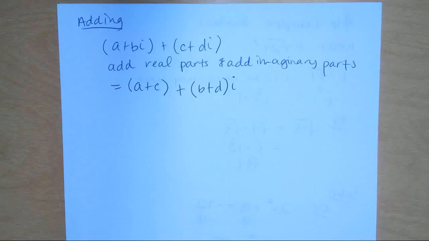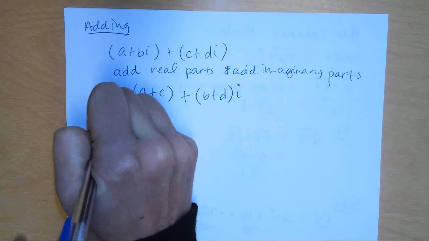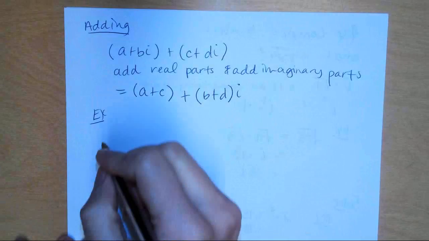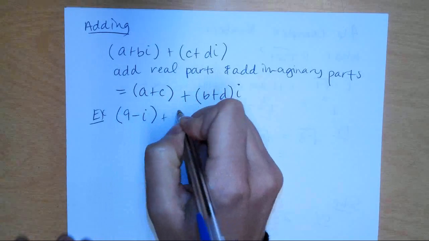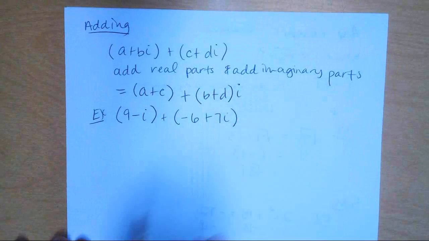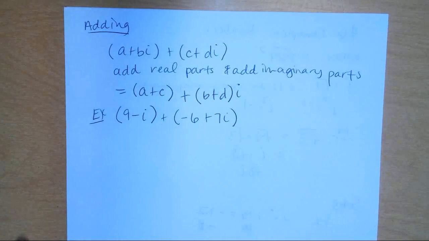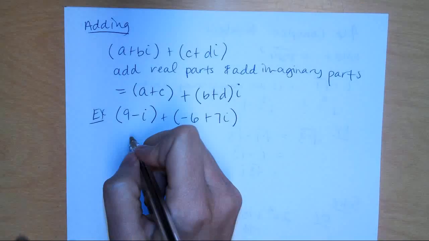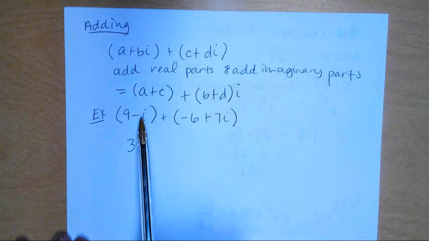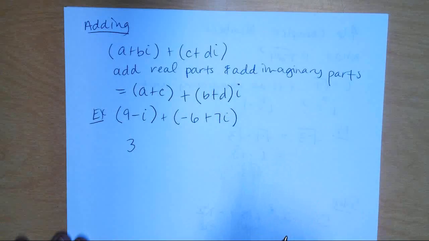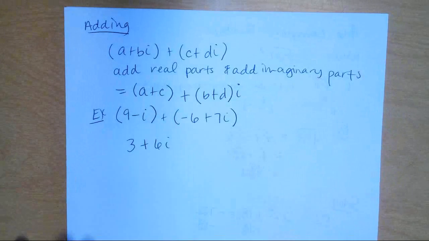So example. Okay, so 9 minus i plus negative 6 plus 7i. So you can add the number parts, the regular number parts. So 9 minus 6 is 3. And then you could add the imaginary part. So negative i plus 7i is 6i. That's not bad, right?